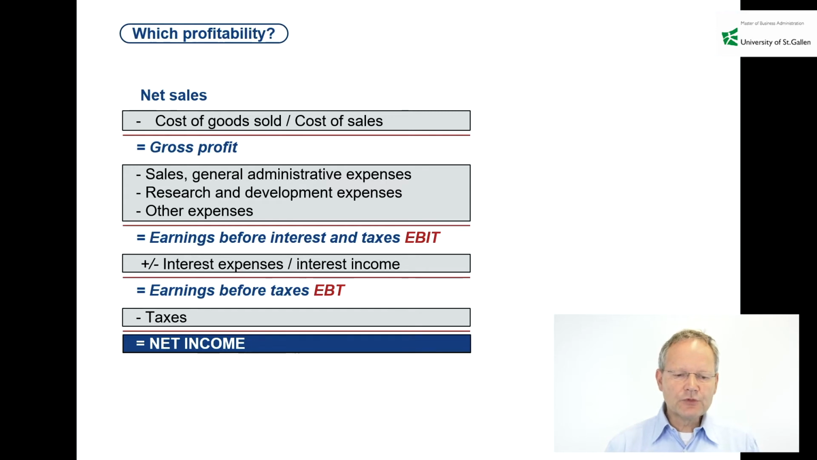Then we come to earnings before interest and taxes, EBIT. That is a very commonly used number for many companies. For example, putting your bonus on this number. Do you get a bonus or don't you get a bonus as line manager? This depends actually on your EBIT oftentimes.